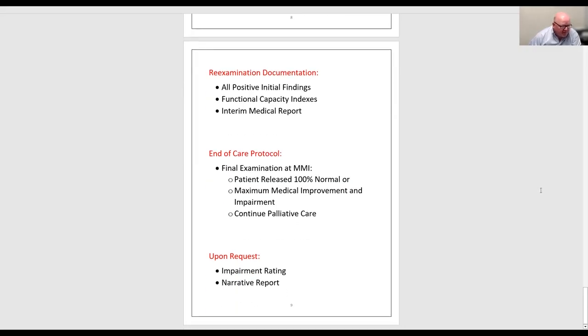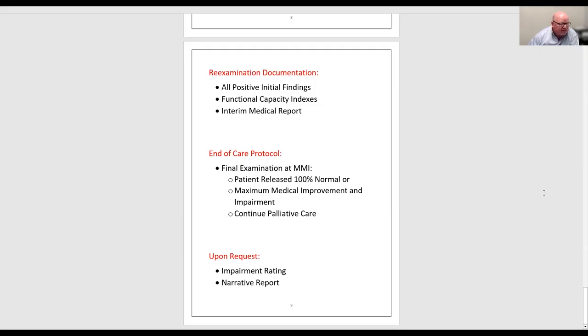End of care protocol. Final exam is at MMI based on the science of the 3 phases of healing. We go into the details of that. The patient's released, either they're 100% normal or they're at maximum medical improvement with an impairment rating. And then you want to continue palliative care.